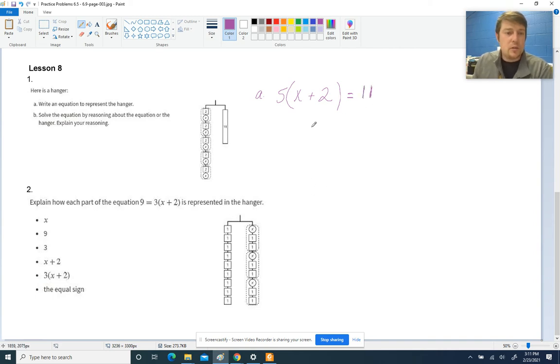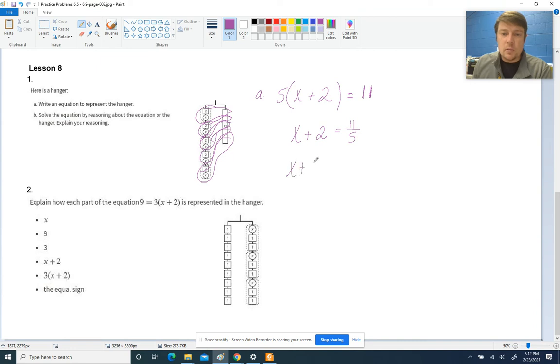All right, so this is my equation. Now it says solve the equation by reasoning about the equation or the hanger. So you can reason about it by drawing on this, or you can reason through this over here. Okay, so if 5 x plus 2s are worth 11, then a single x plus 2 will be worth 11 divided by 5, because that 11 needs to get cut into 5 equal spaces, right? One for you, one for you, one for you, one for you, and one for you. 5 equal parts. Now 11 divided by 5 turns out to be 2 1/5. It goes into this twice with a fifth left over.